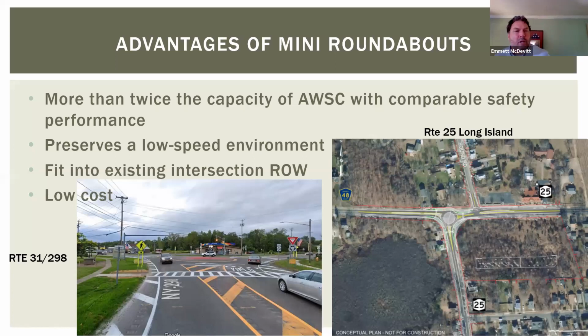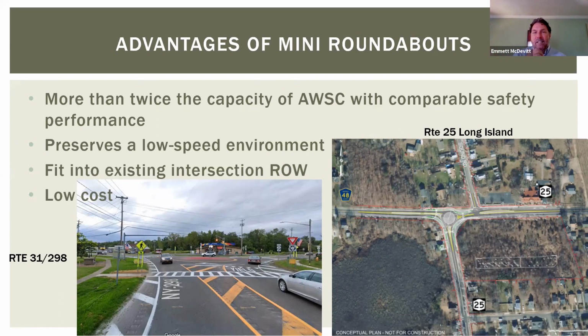The newer things that are coming in terms of innovation are the mini roundabouts. And the advantages of mini roundabouts is that they have more than twice the capacity of the all-way stop control and about the same safety performance. But what they do is, they preserve a low-speed environment by diverting that traffic, not in a straight line, but diverting it off of that straight line. And it fits into existing right-of-way, and usually at a low cost.